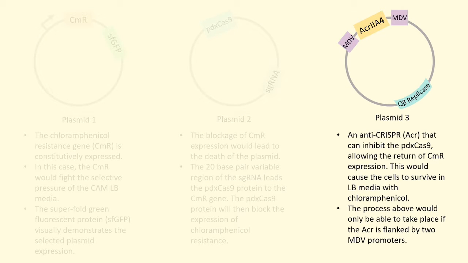Finally, the third plasmid contains the anti-CRISPR, AcrIIA4, which has the potential to inhibit DX-Cas9 when flanked by 2 MDV promoters. Successful inhibition of the Pyogenes DX-Cas9 by the AcrIIA4 protein would unblock gene expression and thus allow the cells to survive the selective pressure of the CAM-LB media.